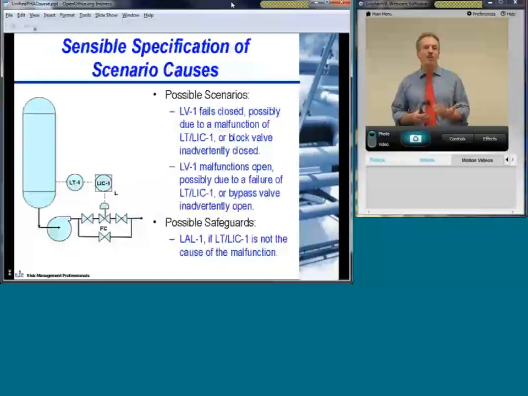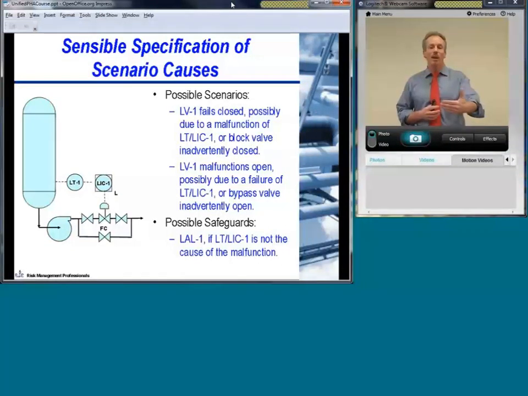How do you deal with that? Again, on the left-hand side, you see a schematic representation or a P&ID snapshot of a vessel, pump, and level control feature. You're translating that into what can go wrong. The possible scenarios that can come out of that are on the upper right-hand side. Level control valve 1 failing closed. It's a fail closed valve, possibly due to malfunction of the transmitter, controller, or block valve inadvertently closed. The level control valve can malfunction open. You'd want to look at that during a HAZOP study too. And also, you want to pull out various safeguards. There may be alarms or other features, and those come into play. So again, the whole HAZOP study translates the functional depiction into a tabular depiction of what possible weaknesses there are. So let's talk about human error a little bit more.